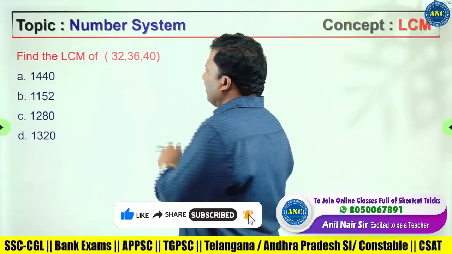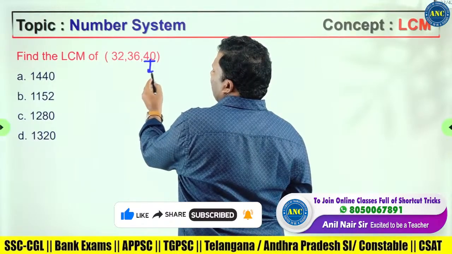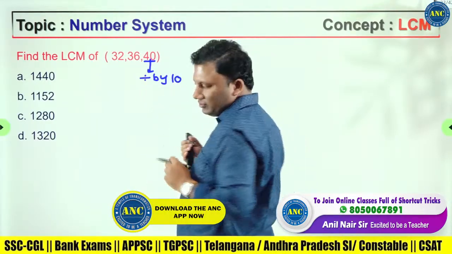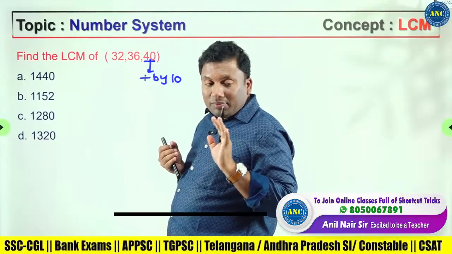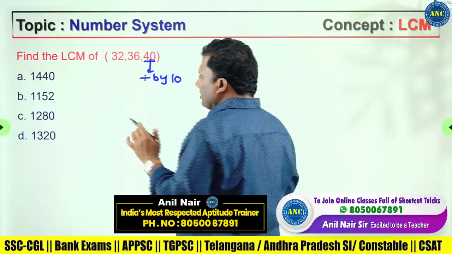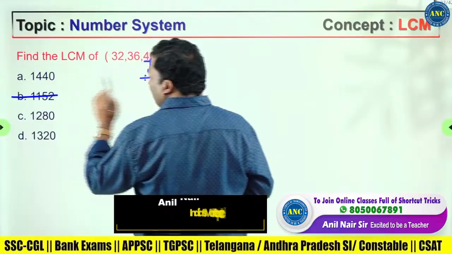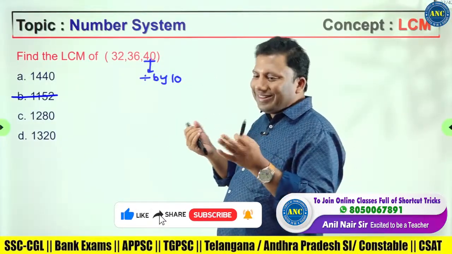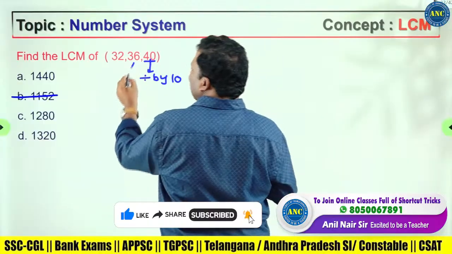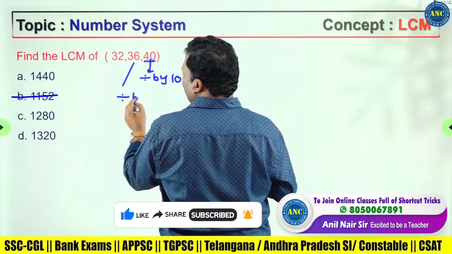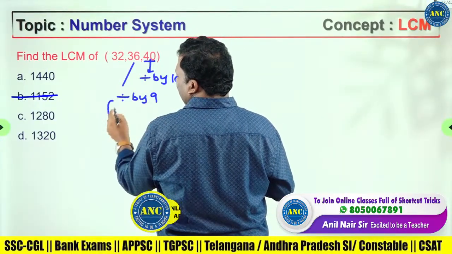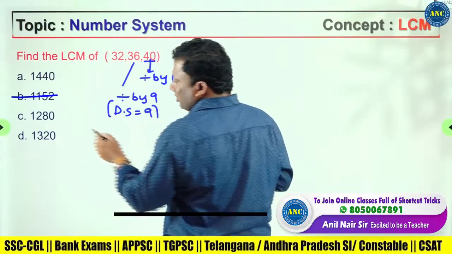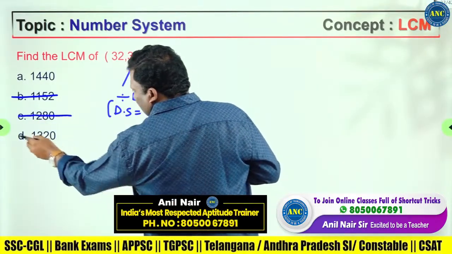First thing, in the input one number is divisible by 10. 40 is 4 into 10. The answer should be divisible by 10. Any number which is divisible by 10, the unit digit will be 0. B is out. Now you got the answer. 36 is divisible by 9, and the digital sum is 9. The answer's digital sum should be 9. This cannot be 9. This cannot be 9.